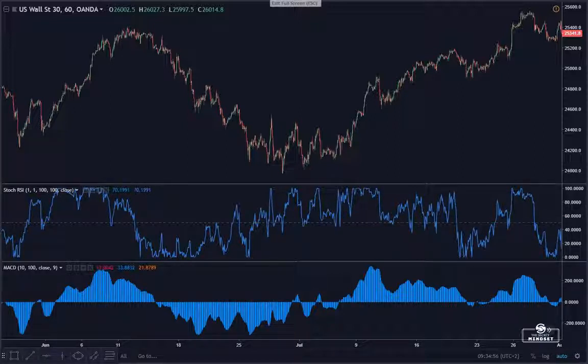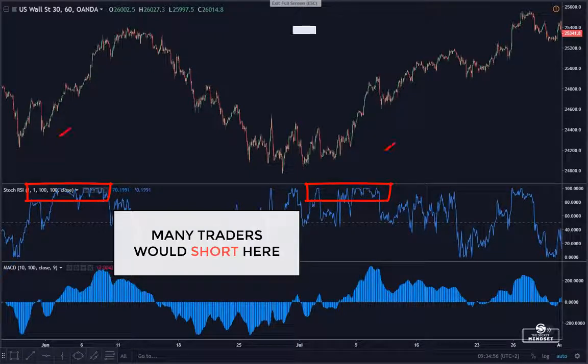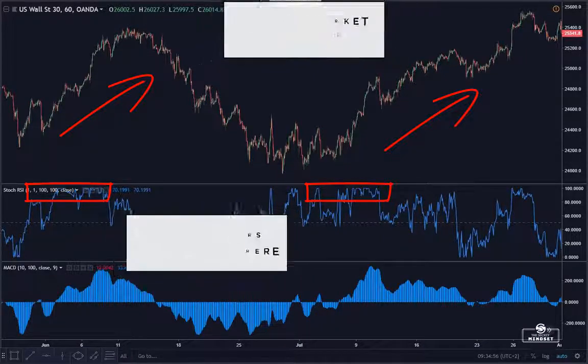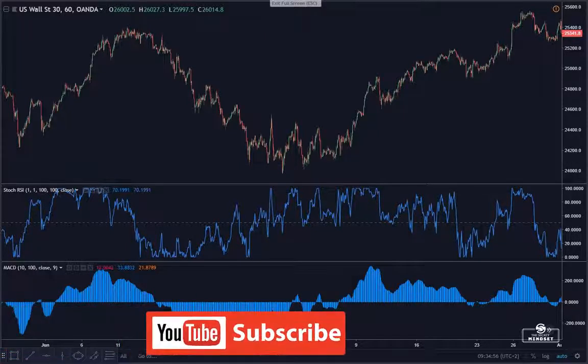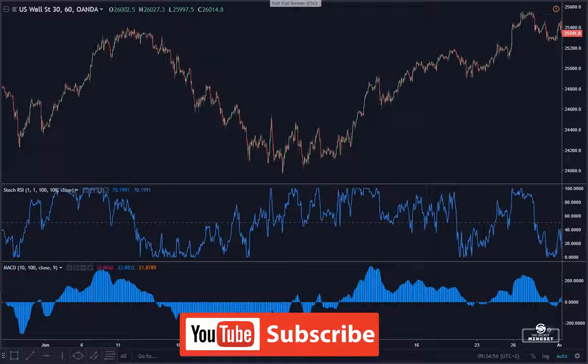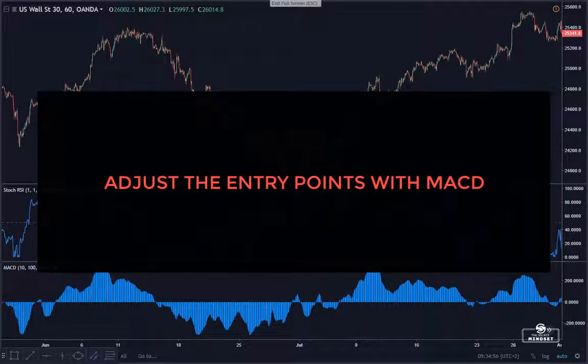Remember how I said to ignore the overbought and oversold levels? While most traders seek to enter counter trend positions when they see stochastic RSI in overbought and oversold areas, I prefer to look for continuation movements. But that isn't enough. Even with this setup, the stochastic RSI will also offer a lot of noise. That's why we have to adjust our entry points.